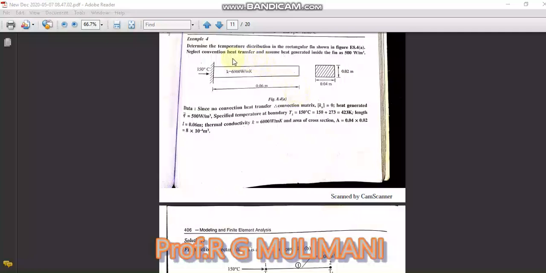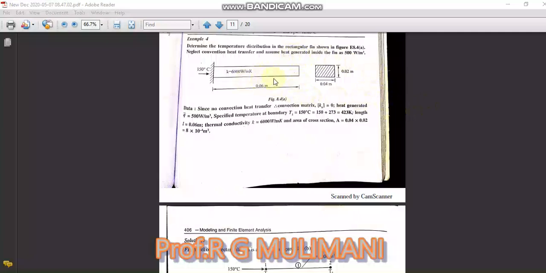Okay, here in this problem there is no convection heat transfer. Convection heat transfer is neglected, it is given here. So do not find the convection heat transfer matrix, and you have to assume the heat generated inside the fin is 500 watt per meter cube. So instead of a force vector due to convection, now you will get a force vector due to heat generation. The formulae or the expressions for the force vector are not the same here. Now the force vector is due to heat generation.